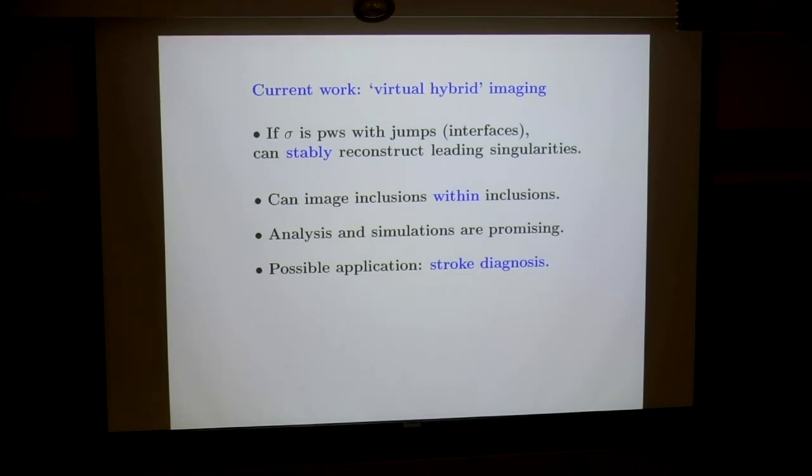So we want to be able to image inclusions within inclusions, including these features inside of the skull, which is already a barrier. For the analysis, we have some rigorous results, and then we also have simulations, which are promising. We're working both on improving the numerics in two dimensions and on the theoretical setup in three dimensions, which is still a work in progress.